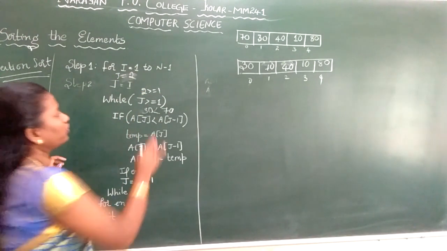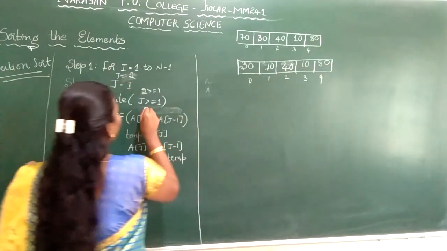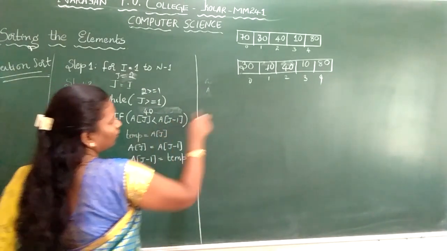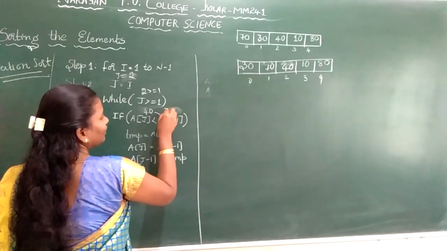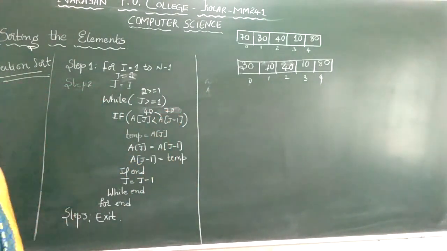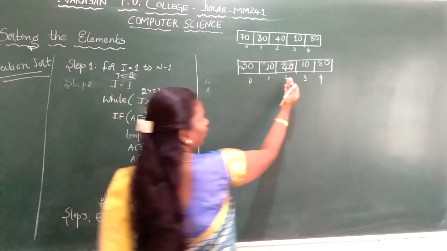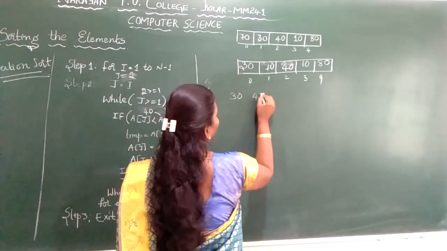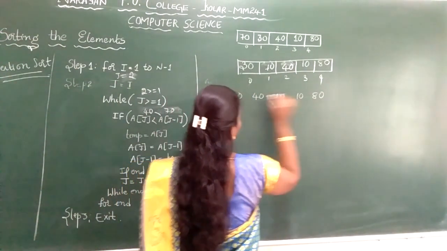Now what is my A of j? That is A of 2. What is A of 2? 40. What is A of j minus 1? 2 minus 1 is 1. What is A of 1? 70. 40 is less than 70. Yes, 40 is less than 70. Your condition satisfies. Now again you need to swap. 30, 40, 70, 10, 80.